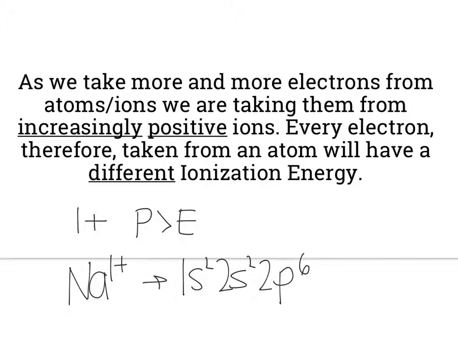So anytime you're looking at a chart of ionization energies and you see a spike somewhere, likely that point is in a very stable condition and you're trying to disrupt that. So keep that in mind.